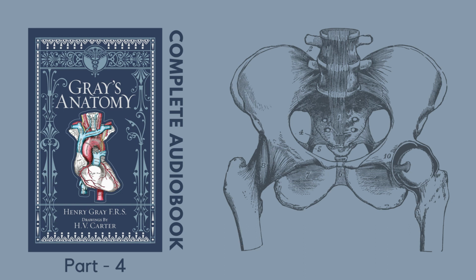The degree of this inclination varies in different persons, and is greater in the female than in the male, on account of the greater breadth of the pelvis. The femur, like other long bones, is divisible into a body and 2 extremities. The upper extremity, or proximal extremity, presents for examination a head, a neck, a greater and lesser trochanter.